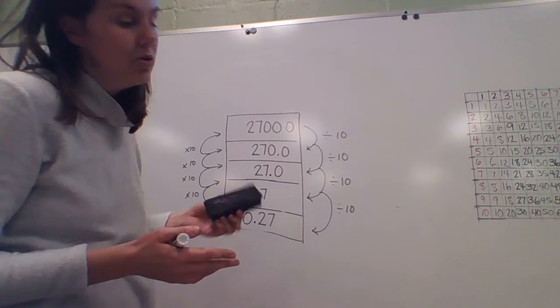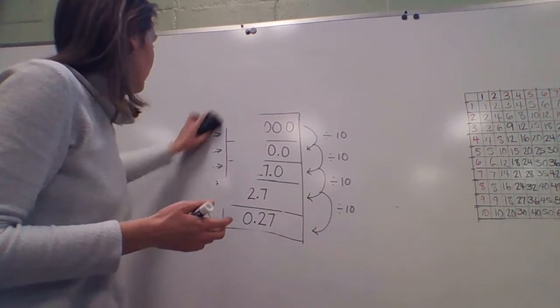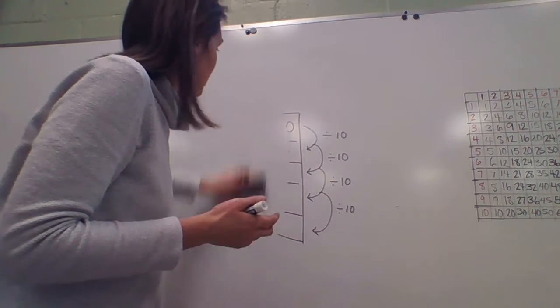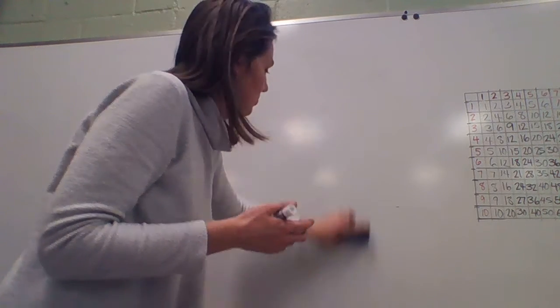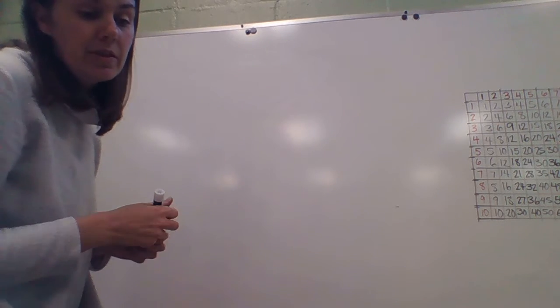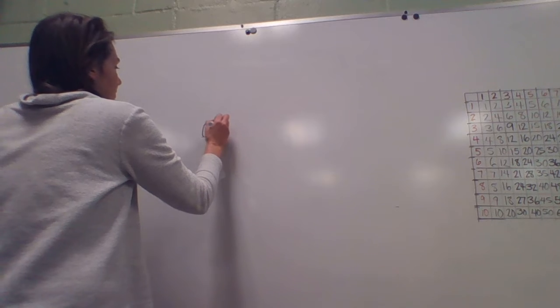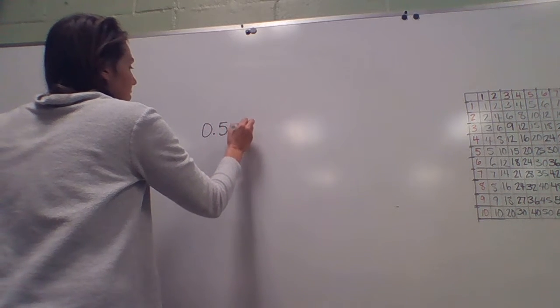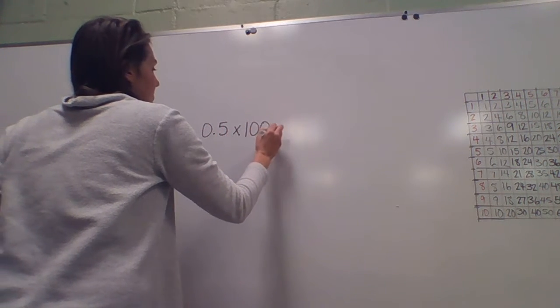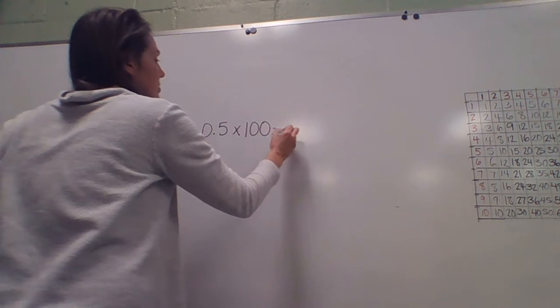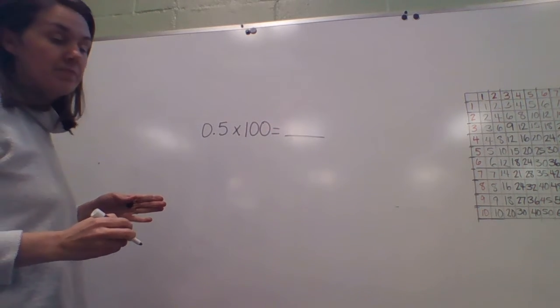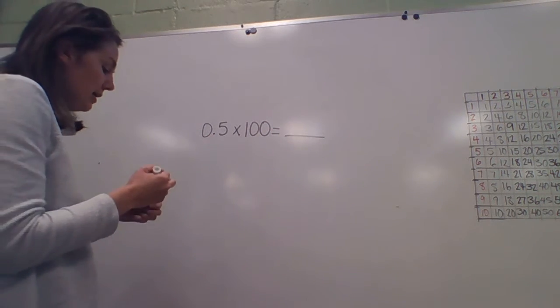All right. Now for number 2, it says use decimal point pattern diagrams above to help you find each product or quotient. So let's go ahead and look at the first one. The first one has 0.5 times 100 equals blank.